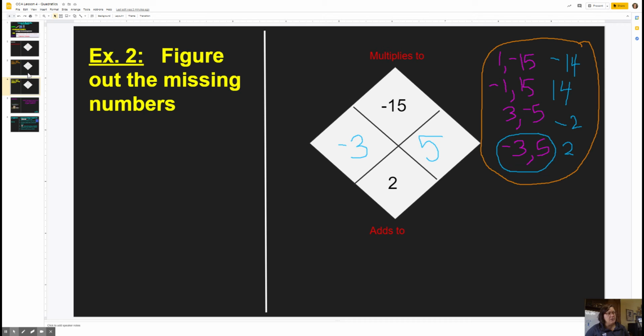Okay, a review of diamond problems. When you're given the two sides on the left, multiply to make the top one. When you're given the top and the bottom, you have to figure out what numbers multiply to make them. Pretty straightforward.